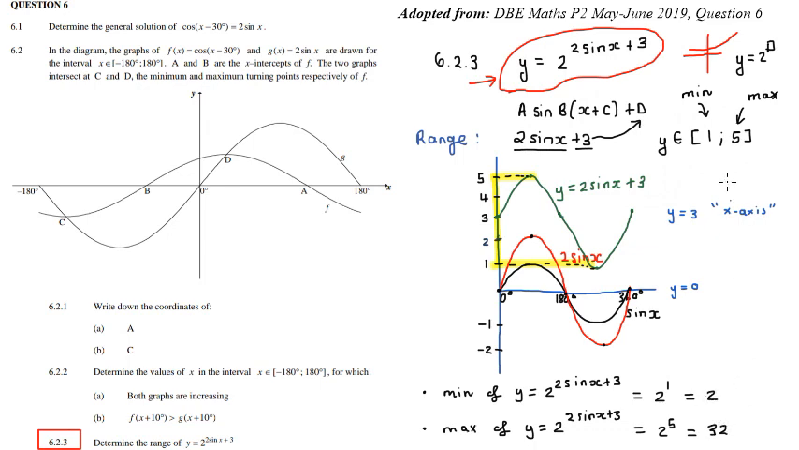So then, similar to this, we can then say, therefore, the range of y is equals to 2 to the 2 sine x plus 3, if we write it in interval notation, is y is an element, it's going to go from its minimum value of 2 to its maximum value of 32.